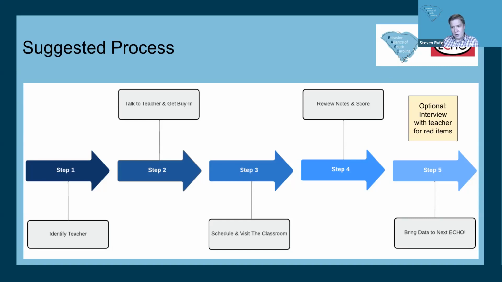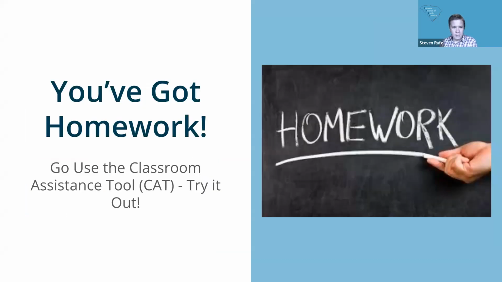And step 5 would be the next step in this didactic, the next echo session that we have is to go ahead and make sure that you're bringing data to the next echo so we can review the data. And the next in this series, we'll talk about how to review the data for action planning and talking with the teacher. And lastly, the optional step here is to set up a follow-up interview with the teacher for those red items so that you can have the entire classroom behavior systems scored.